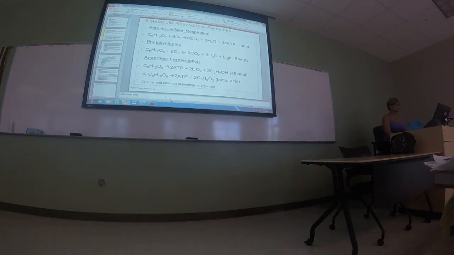Here's anaerobic fermentation. Your carbohydrate, anaerobic, no oxygen, just your carbohydrate. You get 2 ATP from breaking your carbohydrate in half. You get some carbon dioxide, and you get a waste product because you couldn't break it down completely because you don't have oxygen. You might get the waste product ethanol, which is alcohol.